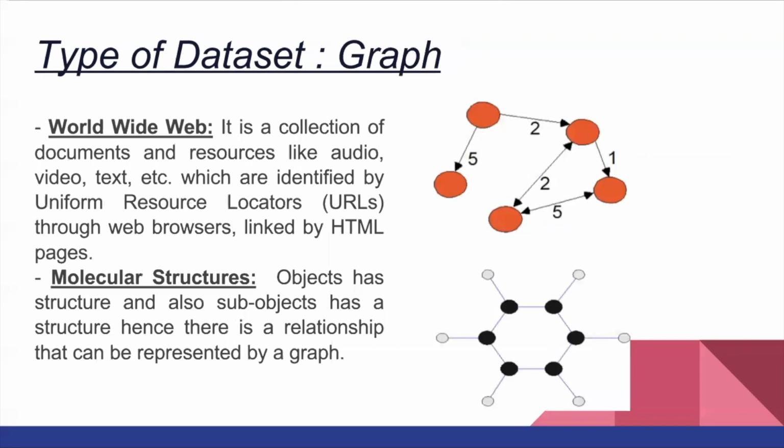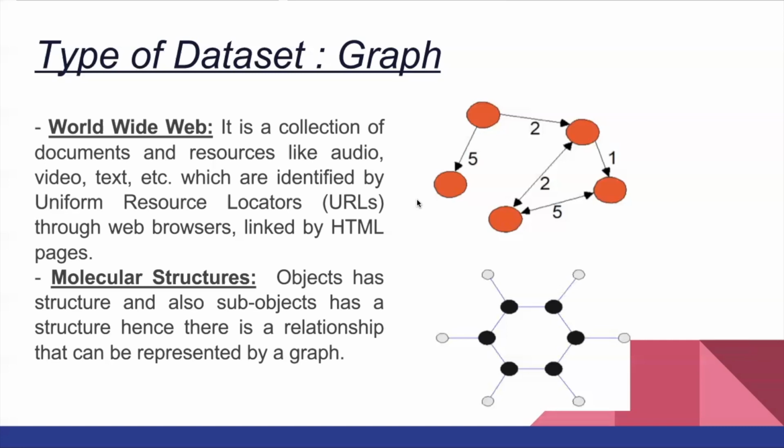Then comes the graph dataset. Graph dataset is a collection of all the data that is on the web, and it is linked using some kind of references. On a web page, we have files, and they are linked to each other using URLs, and we access them using those URLs.